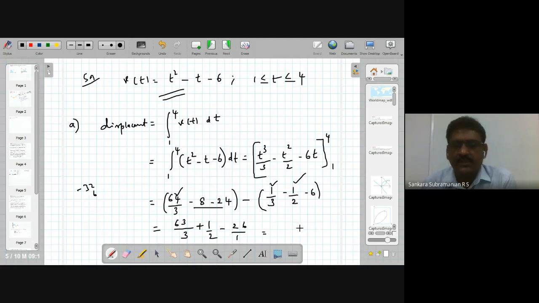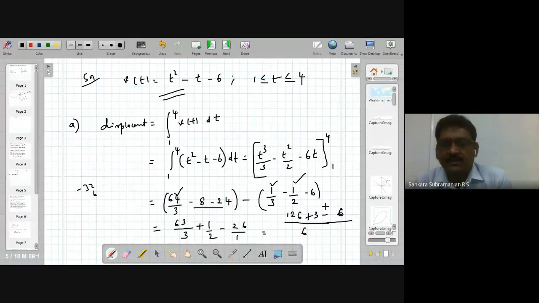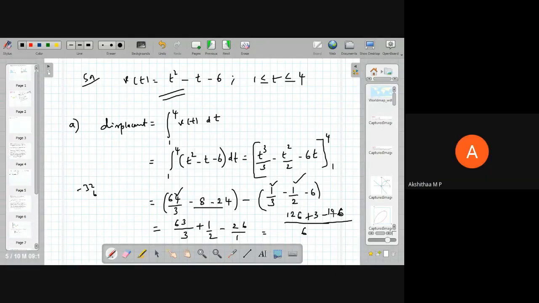So if you go with LCM, what do you get? 3 2s are 6. So 63 into 2. 3 2s are 6. 6 2s are 12. And this is 3 times. And this is 6 times. 132. 6 6s are 30, 6 6s are 36. Remainder 3. 6 2s are 12. How much does it come to? 136 or 156? 156.